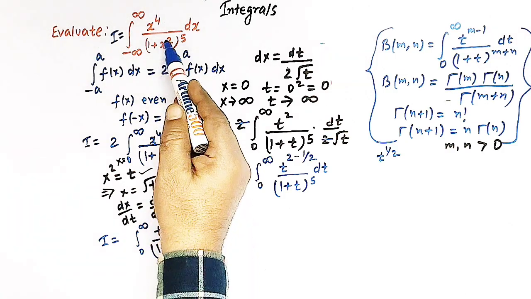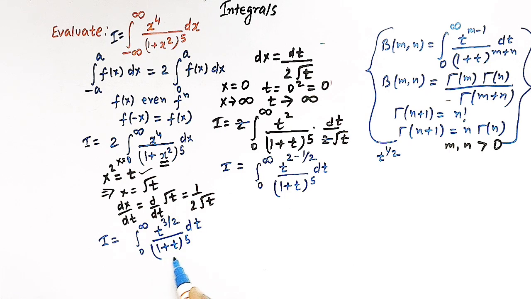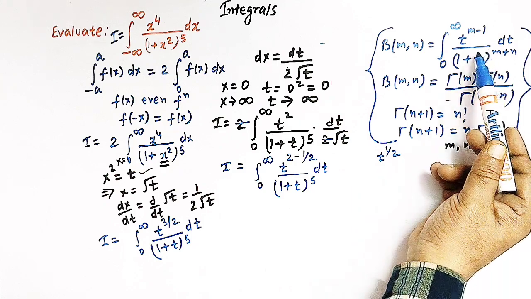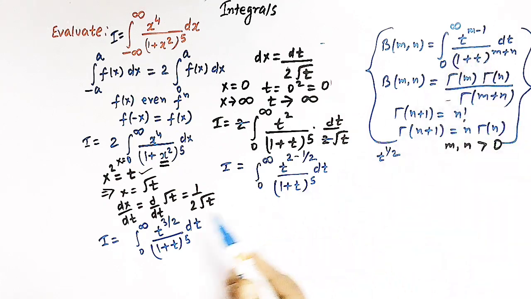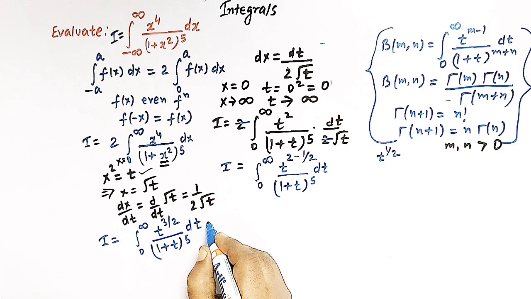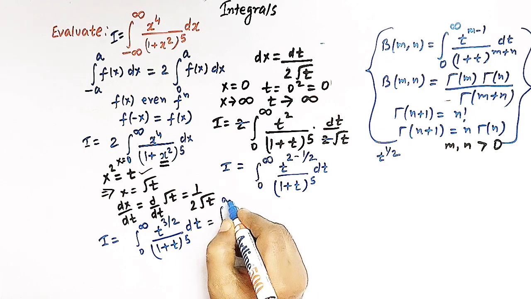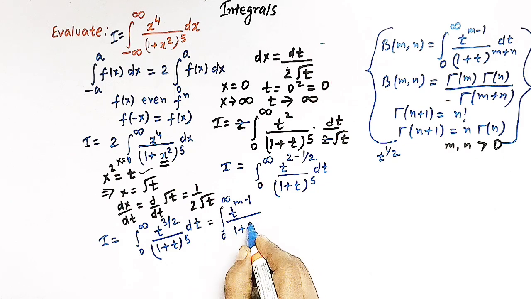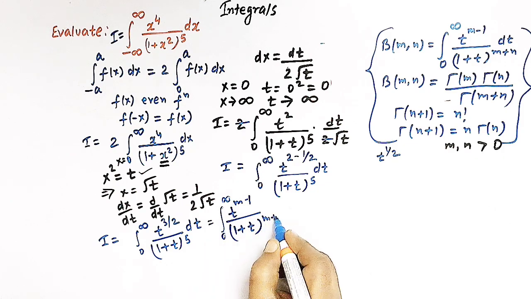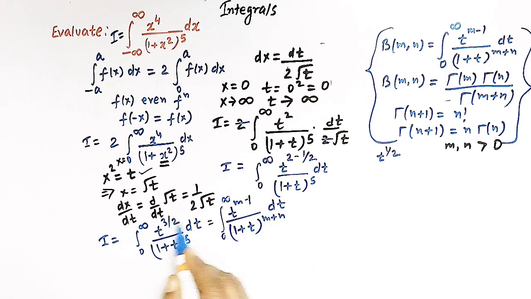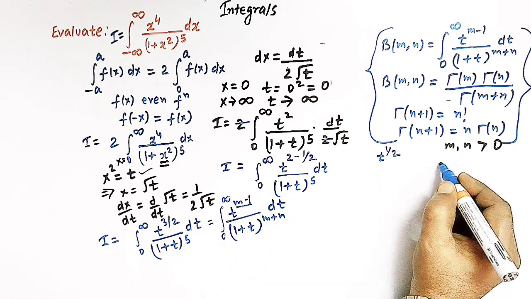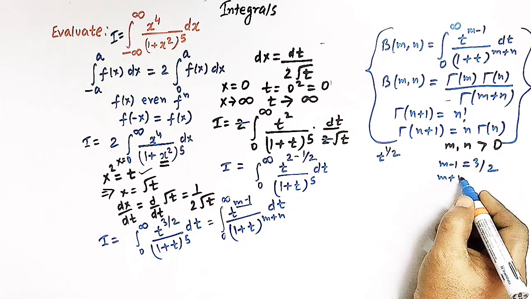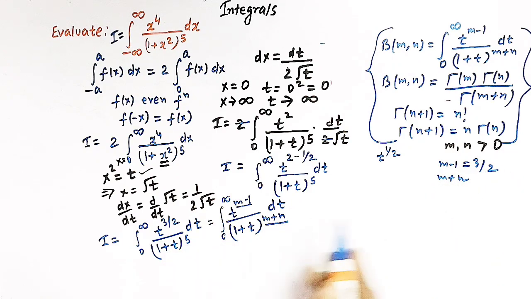So now this integral is transformed into this one, and now this integral looks similar to this one, right? So if we compare this integral with this one, that is say 0 to infinity, and we have t raised to m minus 1 over 1 plus t raised to m plus n dt, then m minus 1 is equal to 3 by 2, and m plus n is equal to 5, right?